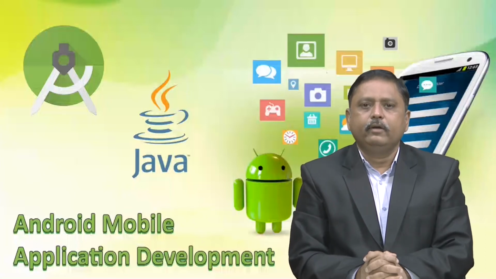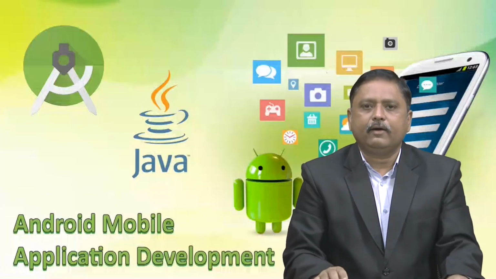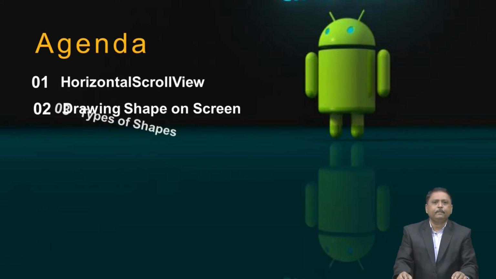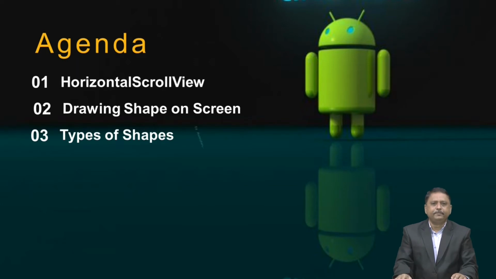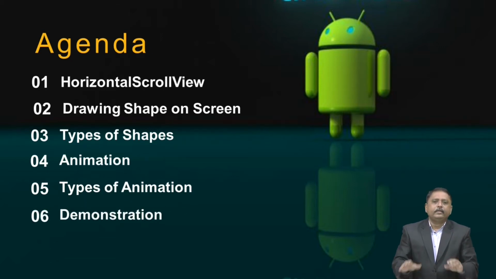In today's session, we are going to discuss one very interesting and important topic, that is graphics and animation. We will learn about horizontal scroll view and how to draw shapes on the screen. We will learn different types of shapes. We will also learn how to create animation through XML, and we will discuss different types of animation. And at the end, we will take a demonstration of all the things that we have learned in this session.